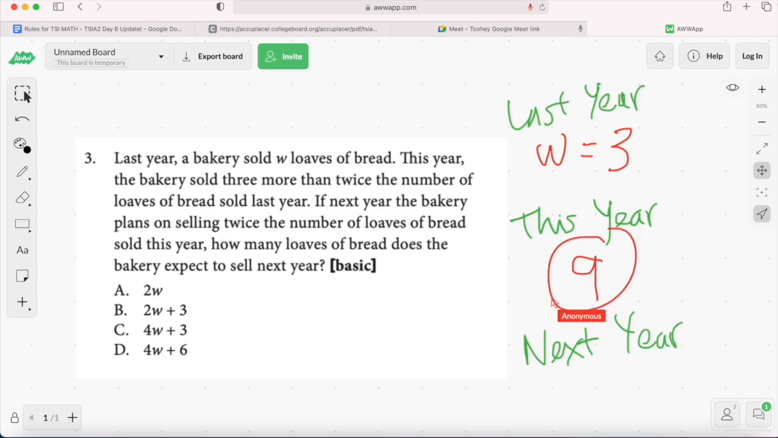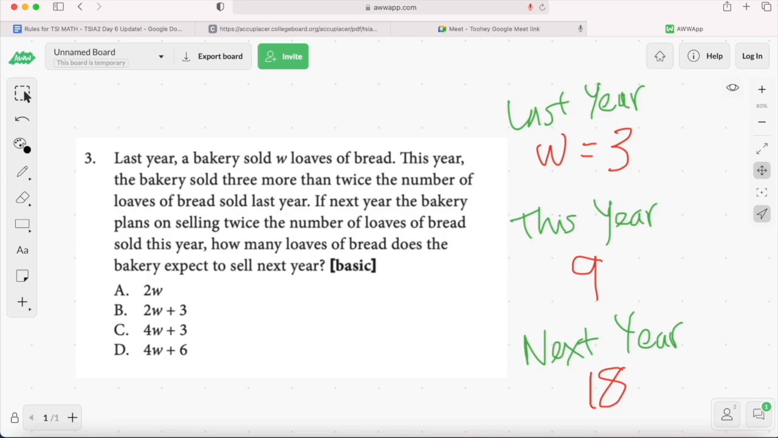So this year was 9, and next year they plan on selling twice that number. They tell us that in the question. So next year has to be, you're right, 2 times 9, which is what? 18. Just logically, we can figure all that out. Any questions about that, Francisco? Nope. Okay, great. All we've got to do now is pick the answer choice that gives us 18.